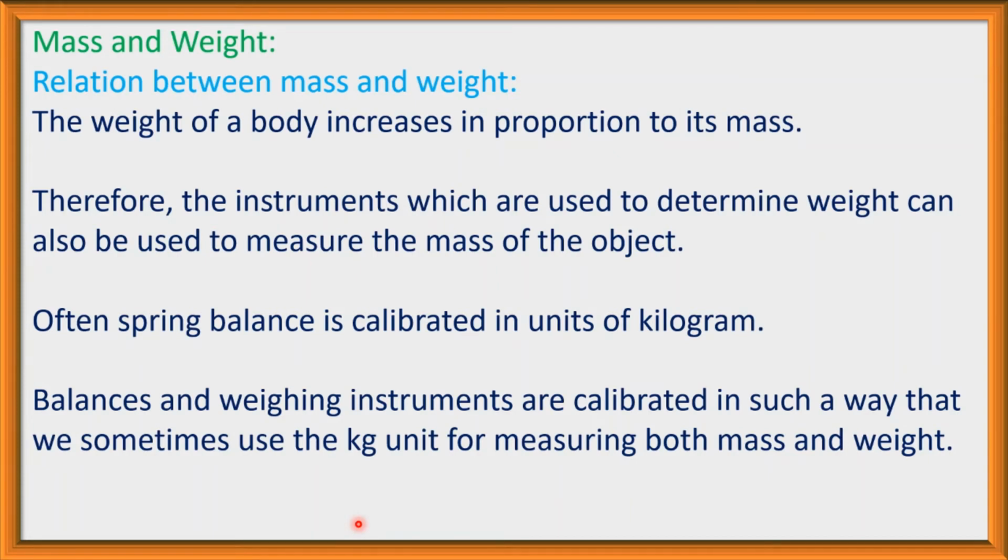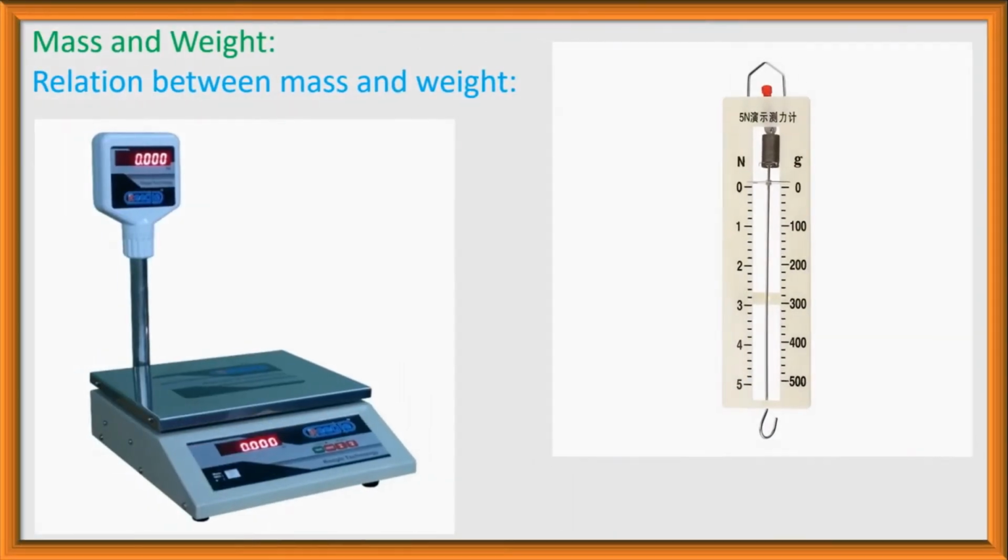But if we know the mass of the body, we can determine the weight of that body by multiplying it by 9.8. And here is a weighing machine, and here a spring balance. This spring balance is calibrated in both Newton and gram units, that is, a unit of weight and a unit of mass. Here the Newton unit and here the gram.